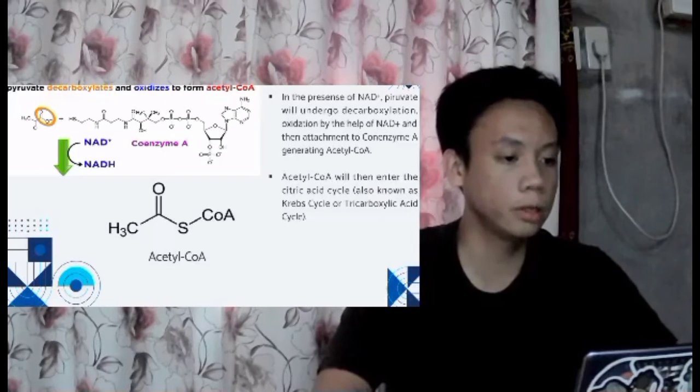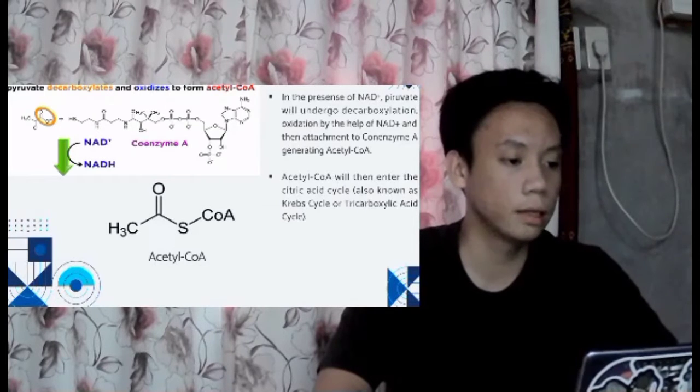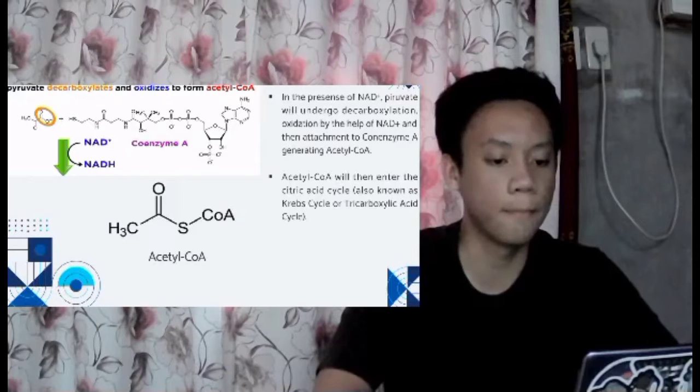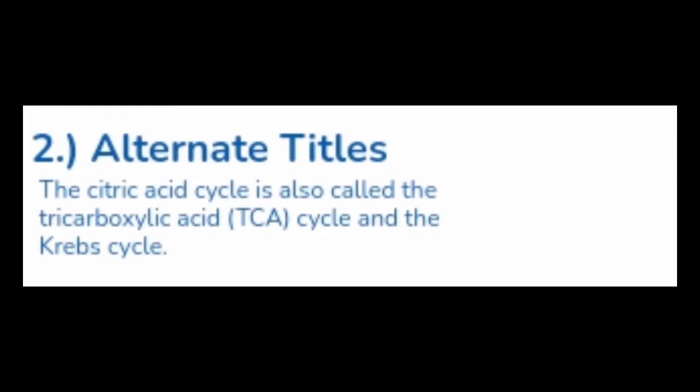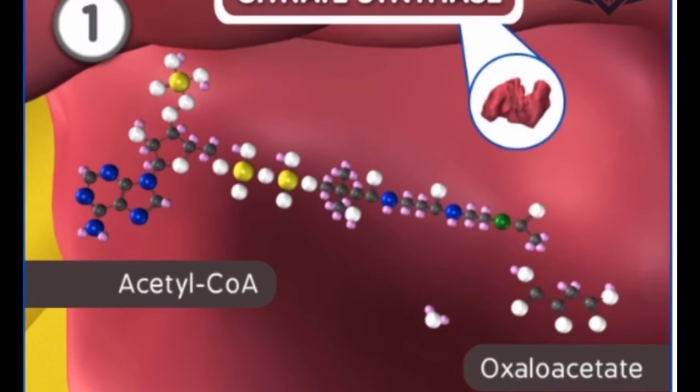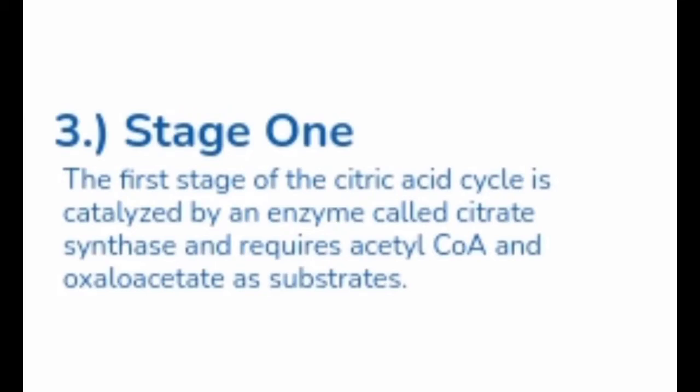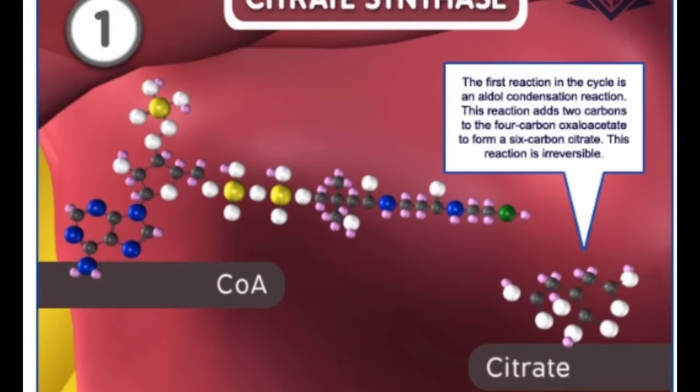Acetyl-CoA will then enter the citric acid cycle, also known as the Krebs cycle or tricarboxylic acid cycle. Alternate titles: the citric acid cycle is also called the tricarboxylic acid cycle and the Krebs cycle. Citrate synthase. The first stage of the citric acid cycle is catalyzed by the enzyme called citrate synthase and requires acetyl-CoA and oxaloacetate as substrates.